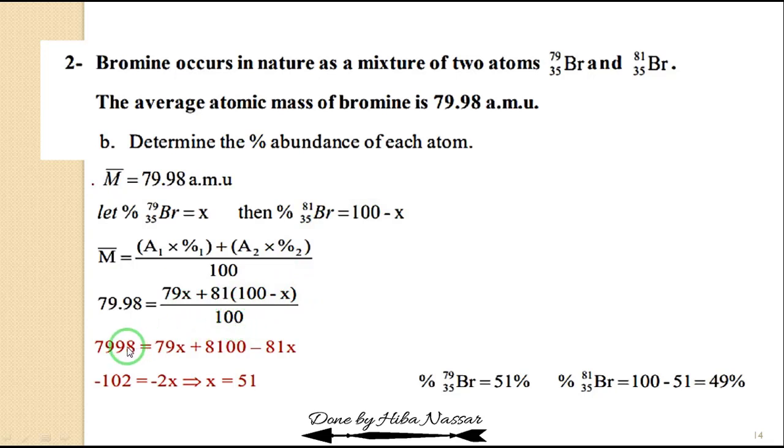So here you can find that X will be equal to 51. So we can deduce that the percentage relative abundance for Br79 is equal to X, which is 51%, while the percentage relative abundance for the second isotope is equal to 100 minus X, which is 49%.